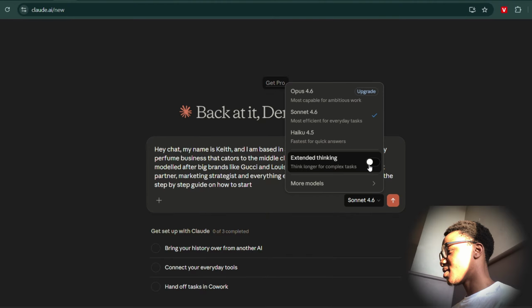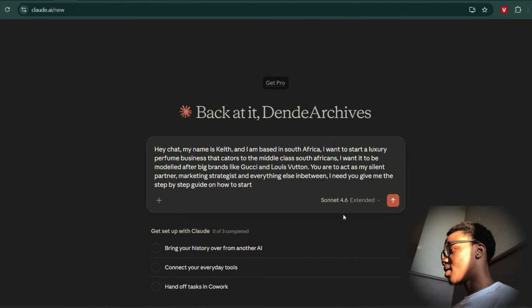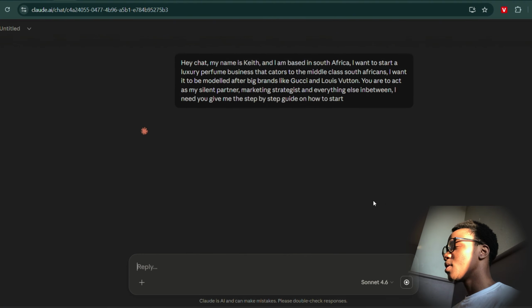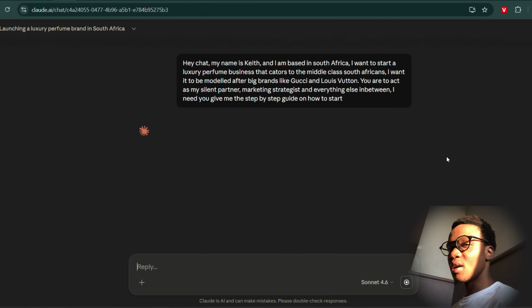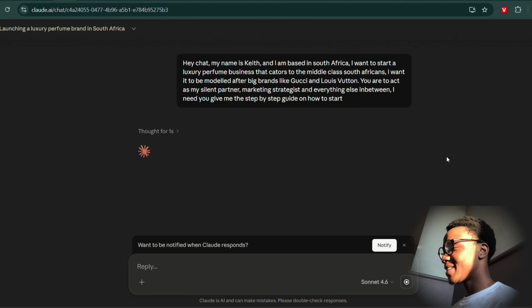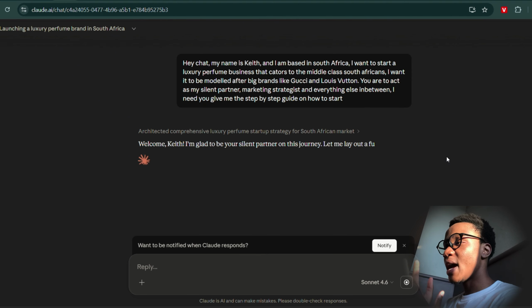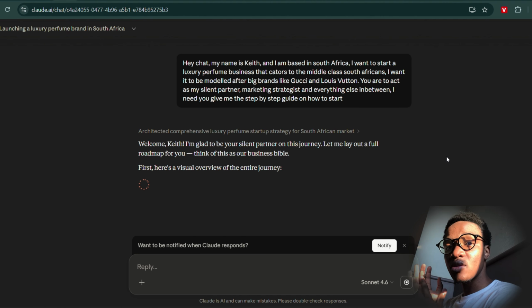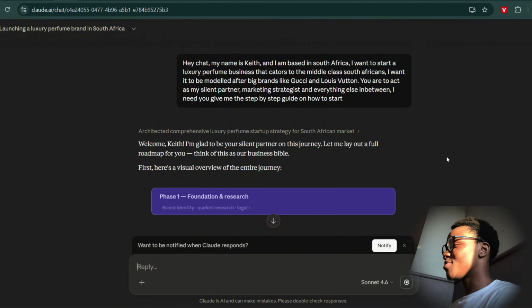And just say, should you say extended painting? Let's just say extended painting. And boom, there we go. So one thing I've noticed about Claude is it's a bit slower than most of these AIs, but the results are always good because I am using Claude AI to make a video game. So that's why I am just glazing Claude AI.